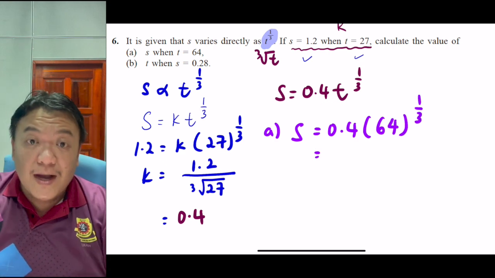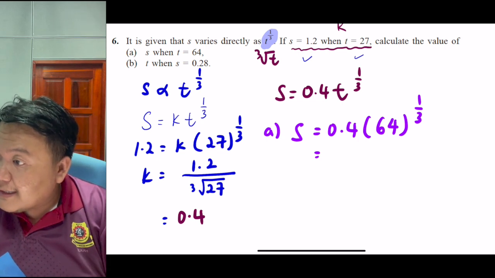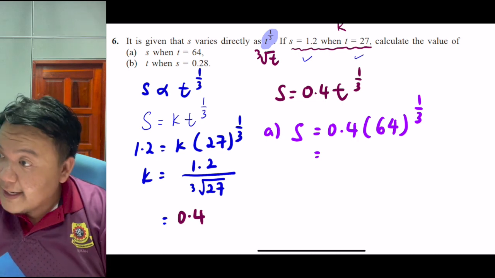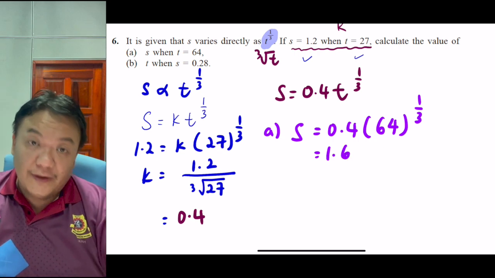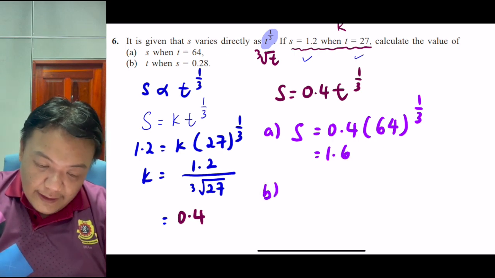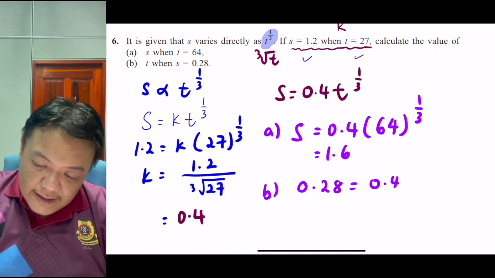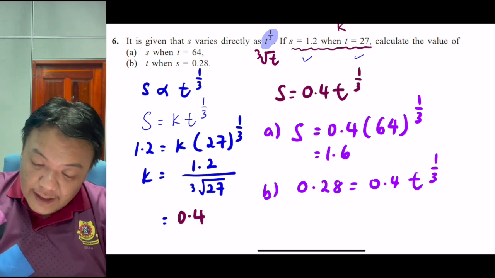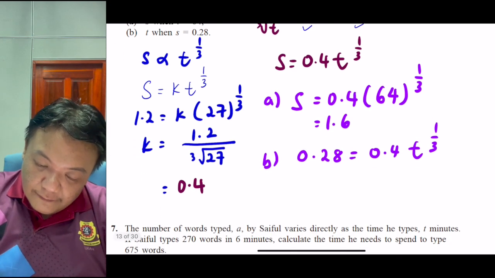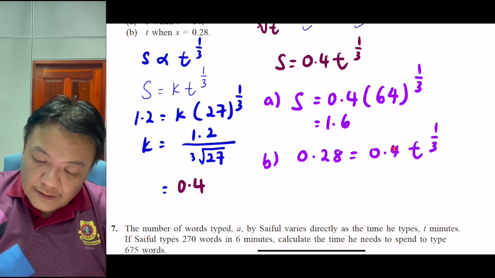Just simply press your calculator. This one is A. So press your calculator, you will get 1.6. Okay, next B. So we have s is 0.28, divided by 0.4 t power of 1 over 3. So we need to find the value of t. So I rewrite this part. This part I move it to the left, this part to the right.